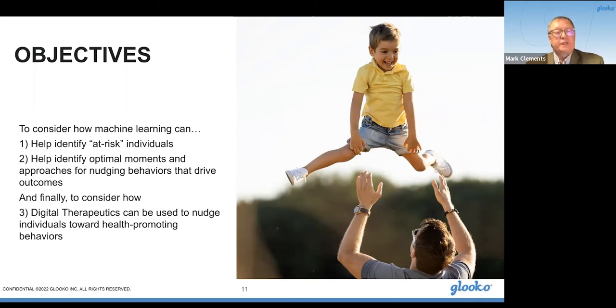So our objectives today will be to learn how machine learning can first help us identify at-risk individuals in our clinical practices, to help identify optimal moments and approaches for nudging behaviors that drive outcomes, and finally to consider how digital therapeutics can be used to nudge individuals toward health-promoting behaviors in their diabetes self-management.